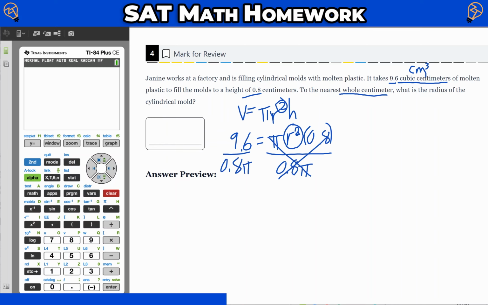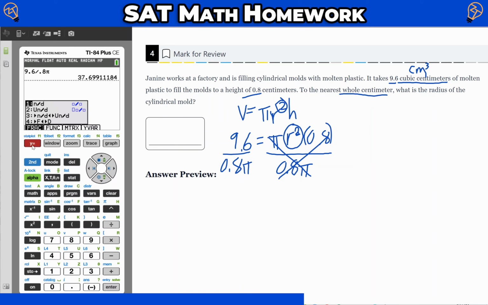And I'm a big fan of using the fraction button on my calculator. Obviously, you can use Desmos. But the reason I do the fraction is because if I just type in 9.6 divided by 0.8 pi, because I didn't put parentheses, at least a left parenthesis on the left of the 0.8, it assumes I'm doing 9.6 divided by 0.8 and then multiplying by pi, which is incorrect.